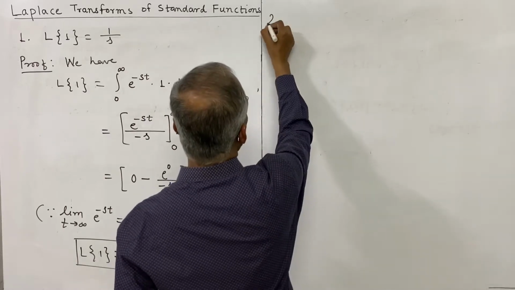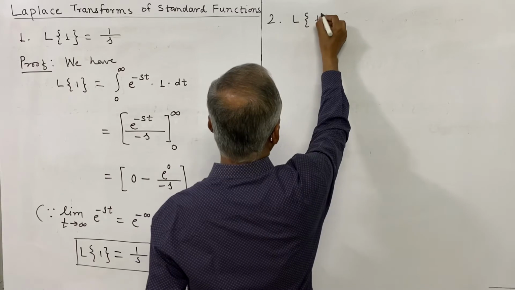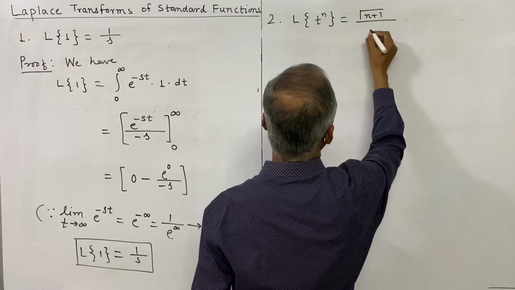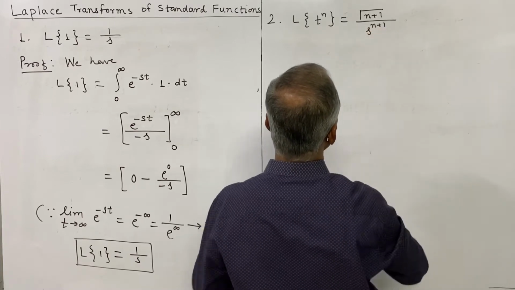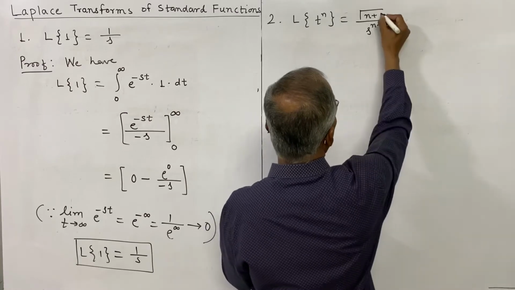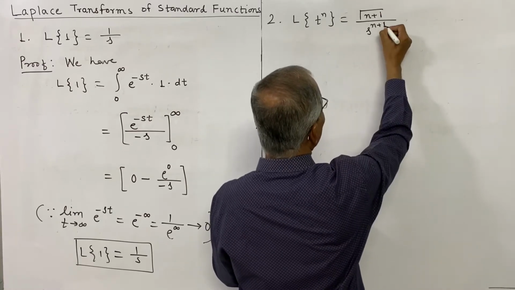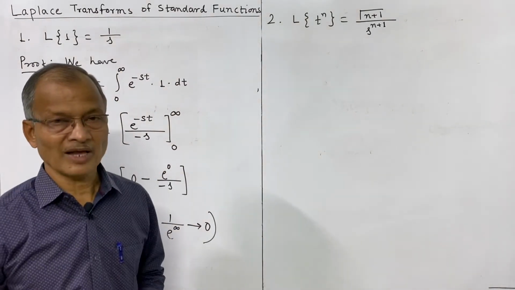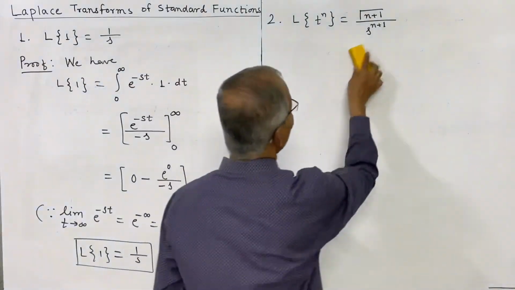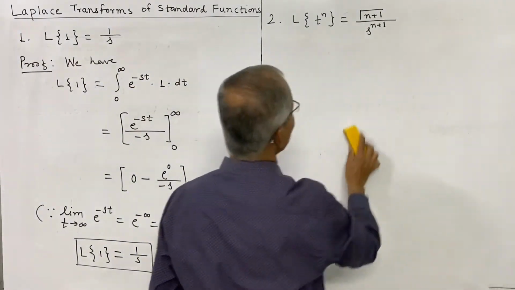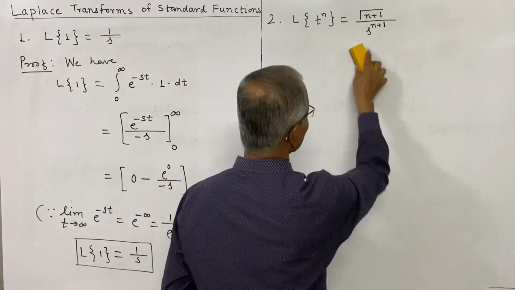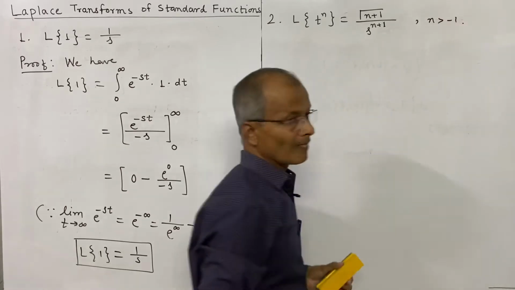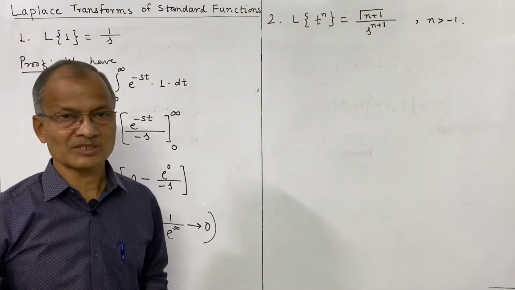Second, this is equal to gamma of n plus 1 divided by s power n plus 1. So this is gamma of n plus 1. Gamma function we have studied in separate lectures, beta and gamma functions. Special functions are these, and it is expressed in terms of gamma function. And the condition here is n is greater than minus 1, because for negative values gamma function is not defined.